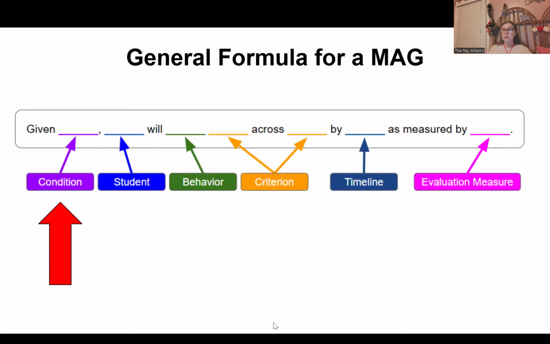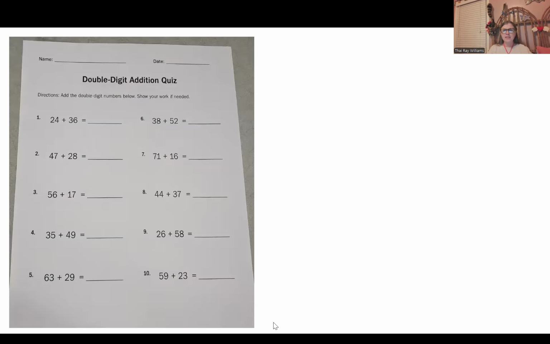And then as you become more proficient, if you need to, we can make some adaptations to it because this is not the only way you can write an IEP goal. But today, what we're going to do is we are going to focus on the condition. So let's talk about that. Well, let's look at this one.